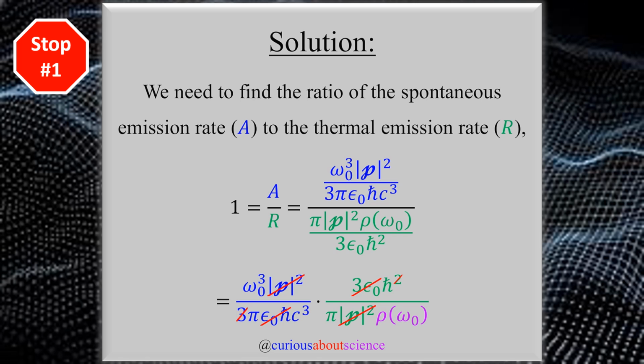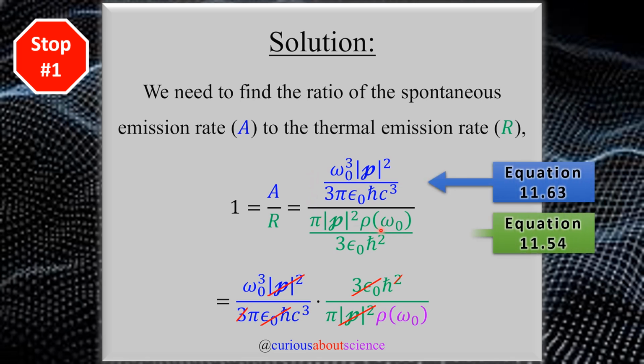So setting the ratio equal to 1 and using the equations that we have, namely the spontaneous emission rate in blue, and then the thermal emission rate in green, which are given by these equations, we can see that we have a lot to simplify. But since we're dividing by a fraction, that's the same as multiplying by the reciprocal, so we do that. And we see that the script P on both terms cancels.